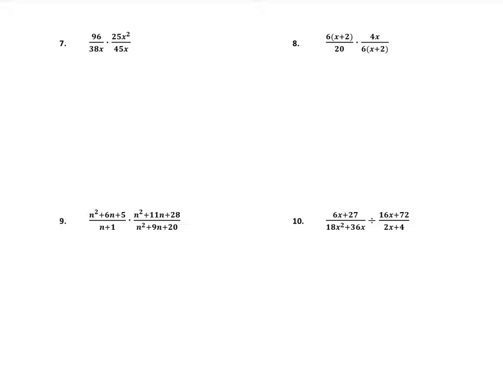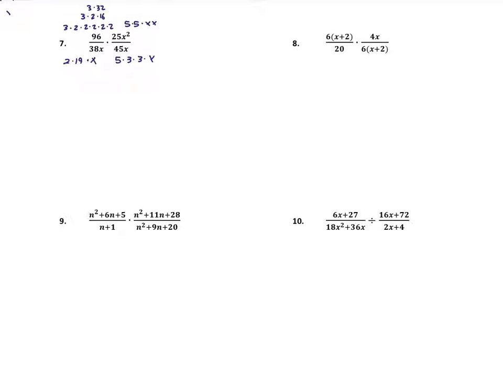For number 7, the best thing to do here is to list out your factors. So for 96, we have 3 and 32, which can become 3 and 2 and 16, which becomes 3 times 2 times 2 times 2 times 2 times 2. 25 is 5 times x times x. On the bottom we've got 5 times 3 times 3 times x. And then 38 is 2 times 19 times x. So now we've got all of our factors.